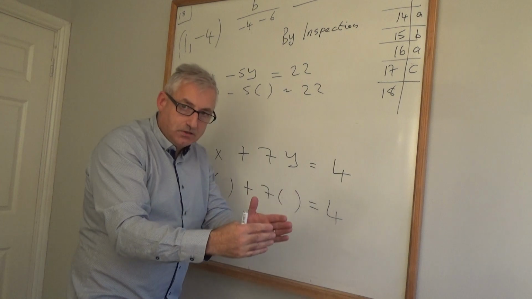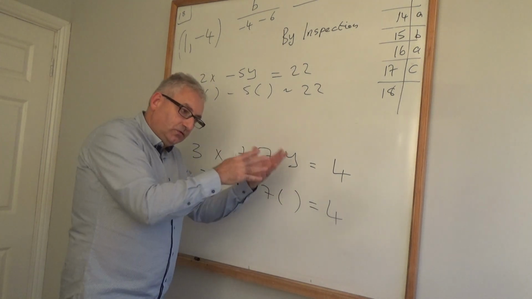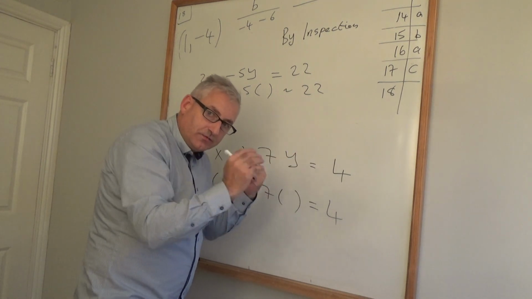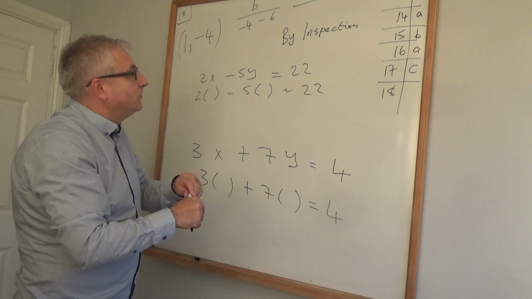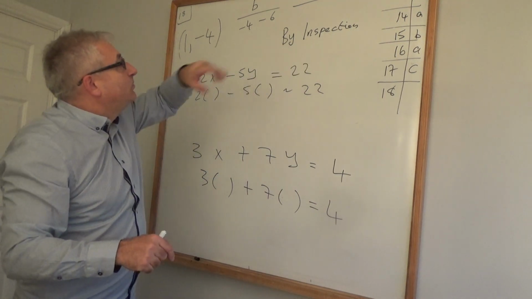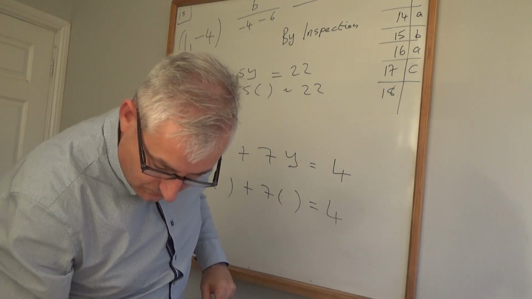That's called algebra. By inspection is kind of where arithmetic that you used to do meets algebra, and don't forget, you know an awful lot of arithmetic and you've been doing it for many, many years. So that's doing things by inspection, which we possibly could have done for this one. Keep an eye on that.